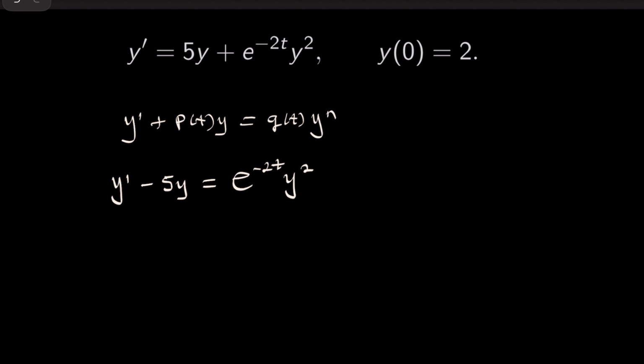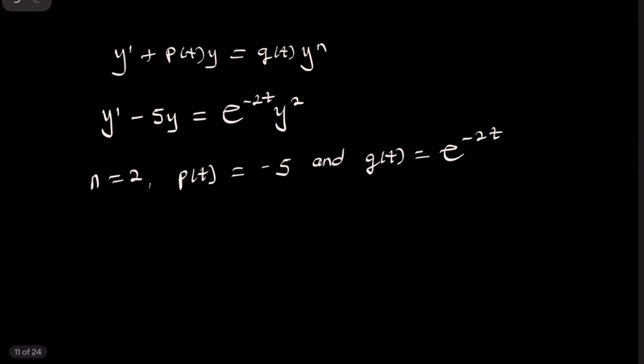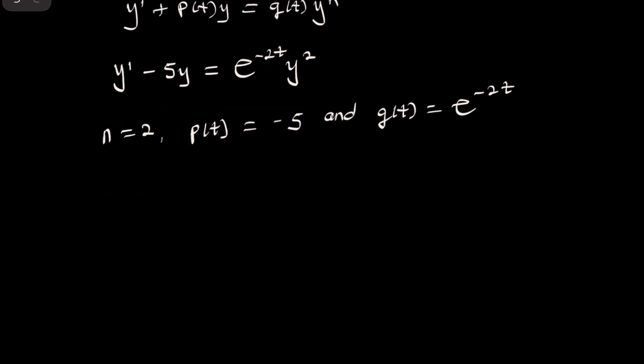And so here we have n equal to 2, q of t equal to e^(-2t), and p of t equal to minus 5. So we are going to have n to be 2, p of t to be minus 5, and q of t to be e^(-2t). We need to divide through by y^n, so in this case, y^2.